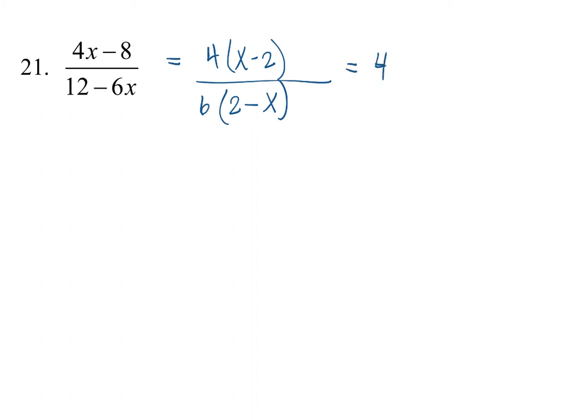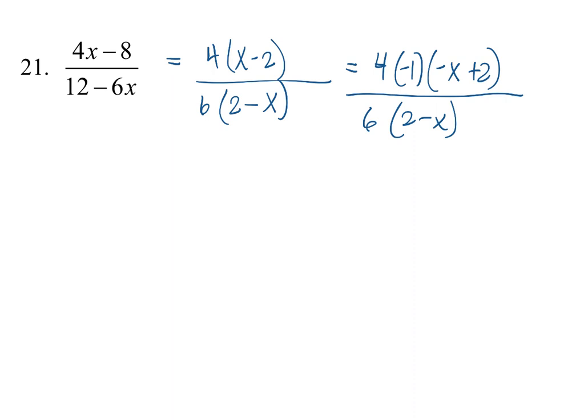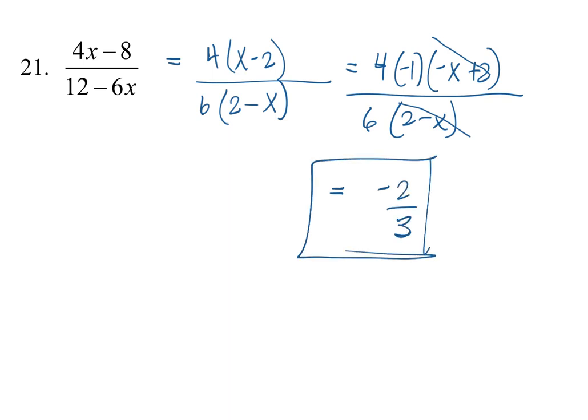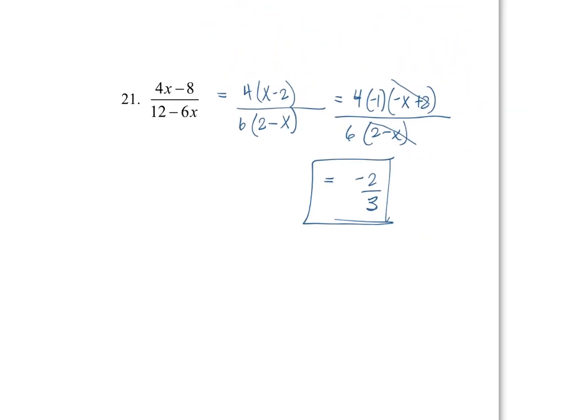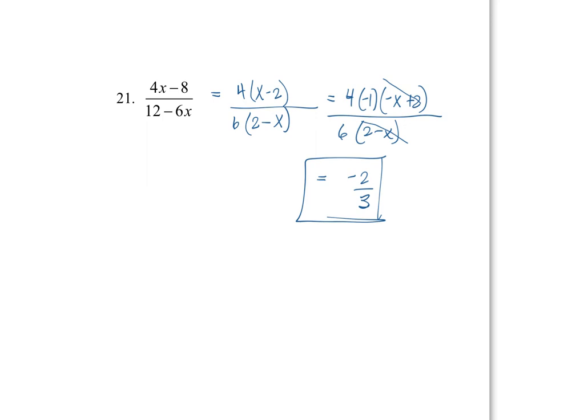So there's the 4 still. I'll factor out a -1. That would leave me with -x plus 2 all over 6 times 2 minus x. So now these cancel because it's a -x and a -x and a +2 and a +2. And also the 4 over 6 would simplify into 2/3, but we have the -1, so -2/3 is our answer. Now number 22 that is on the next page, we don't cover that in this class, so we are going to skip over that and go to 7.2.